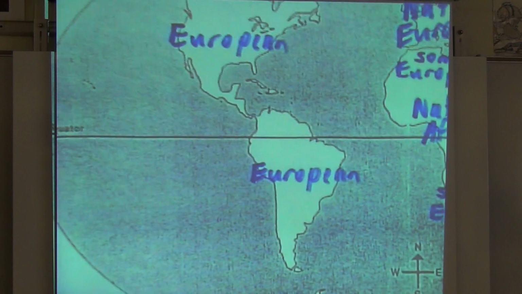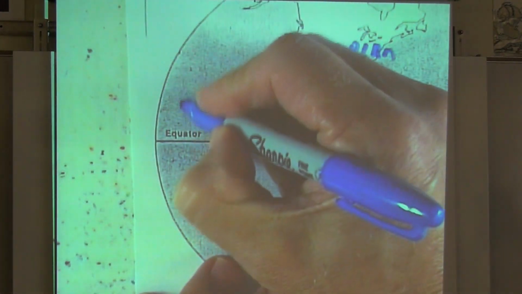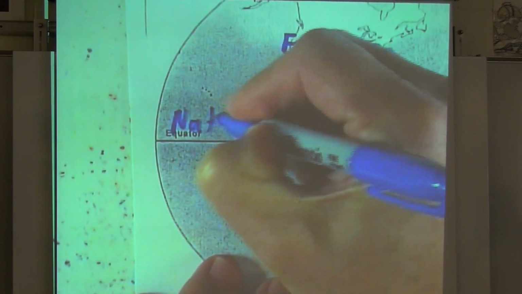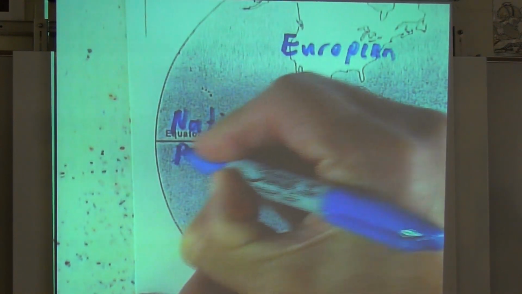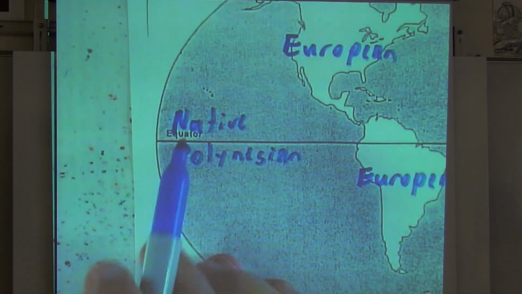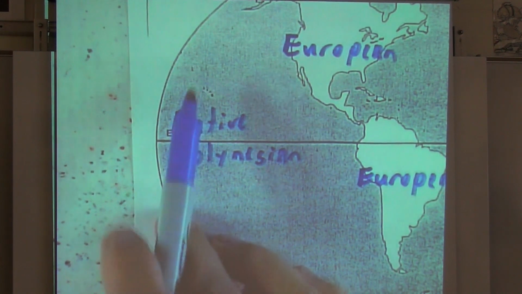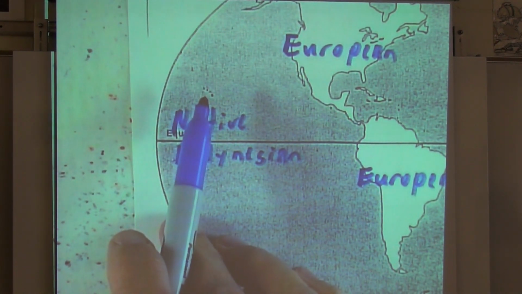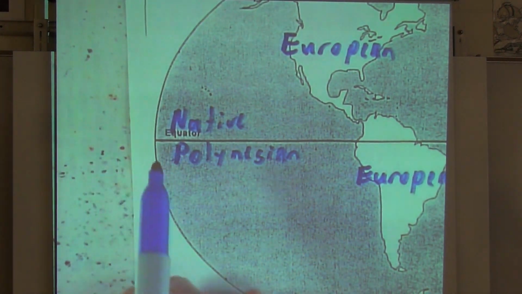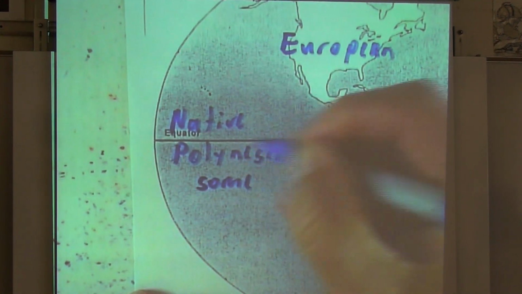Okay, so let's go out here to the Pacific and let's note that we have a lot of still native Polynesian, but I don't think there's any disputing the fact that, for example, these 3 little dots right here, really the dominant language here is English. You've heard of French Tahiti. Okay, so I'm going to put out here some European.